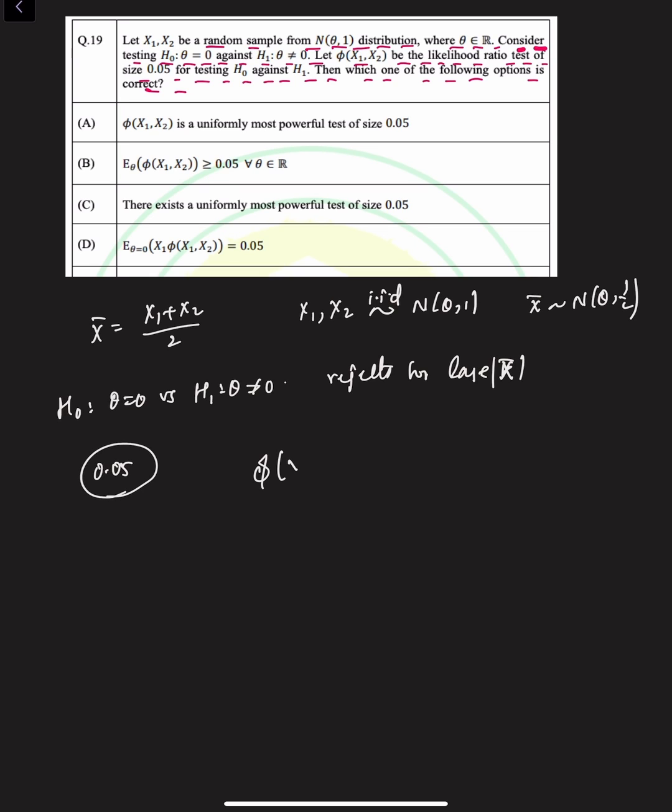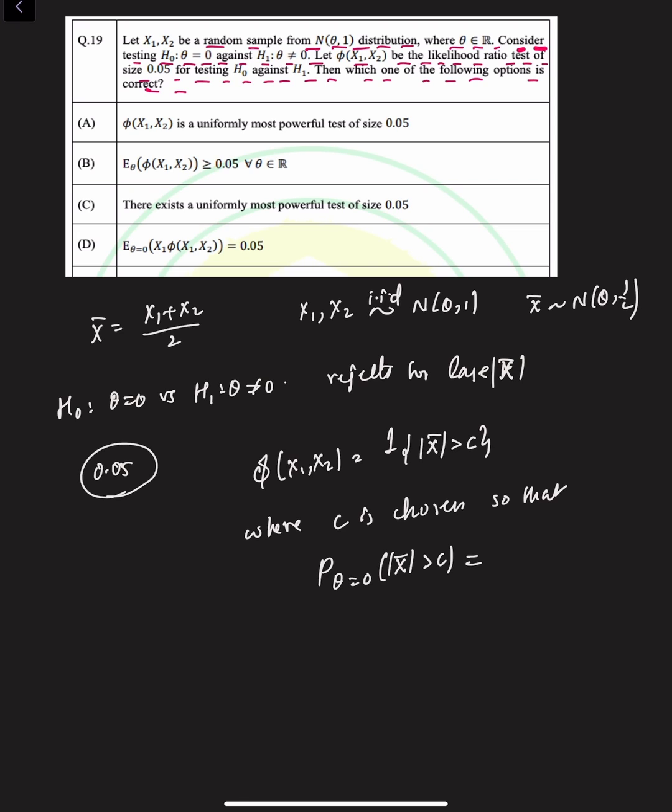will be of the form phi(x1, x2) equals the indicator of |x bar| greater than c, where c is chosen so that the probability under theta equals 0 of |x bar| greater than c is 0.05. So if we write the power function, beta(theta) is the expectation under theta of phi, which is the probability of |x bar| greater than c.